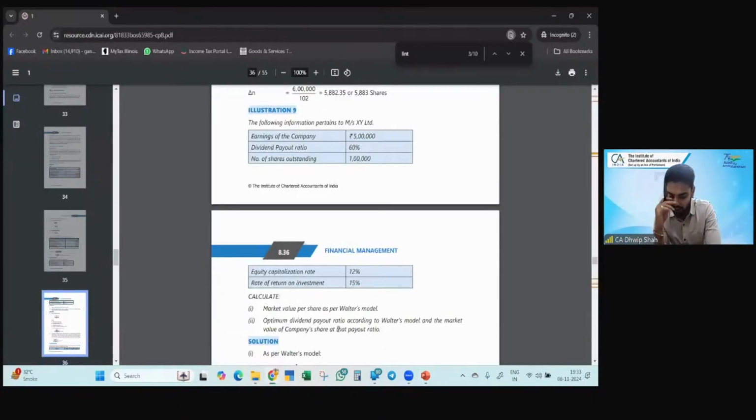Please read carefully what they have asked. Second part, calculate optimum dividend payout ratio according to Walters model. What should be the optimum payout ratio according to you all? This is the details given in the question. Give me your opinion. What should be the optimum payout ratio as per Walter model? 0%. Yes. Everyone 0. Correct.